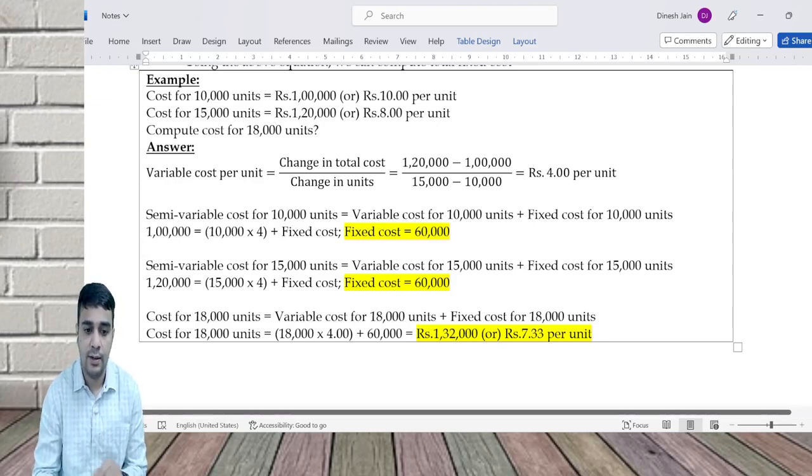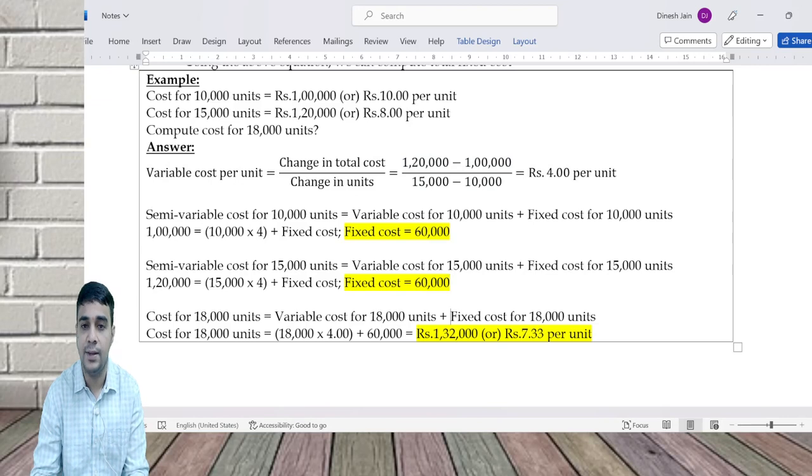Just to explain some concept, I'm doing it. Basically, you see here, originally it was 10 per unit, then it became 8 per unit. Now it has become 7.33 per unit, which means it is a semi-variable cost. A semi-variable cost is one which is not going to remain constant at overall level. It is also not going to remain constant at per unit level. Our job is to somehow split the semi-variable cost into variable and fixed. Clear? Any doubts on this?